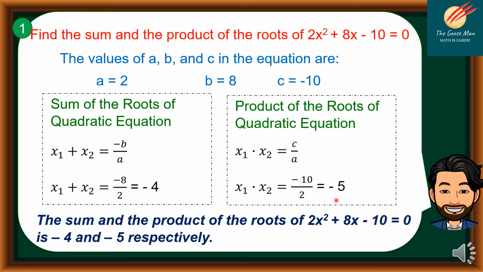Then again, the sum and the product of the roots of 2x squared plus 8x minus 10 is equal to 0 are negative 4 and negative 5 respectively.